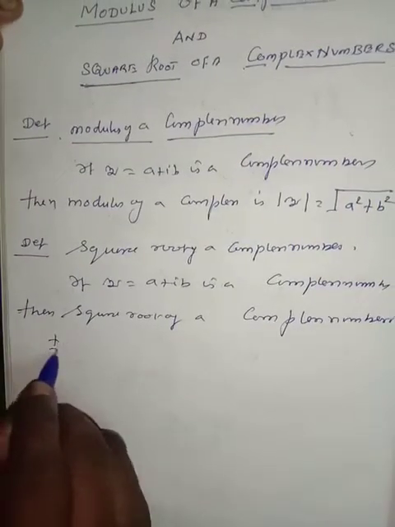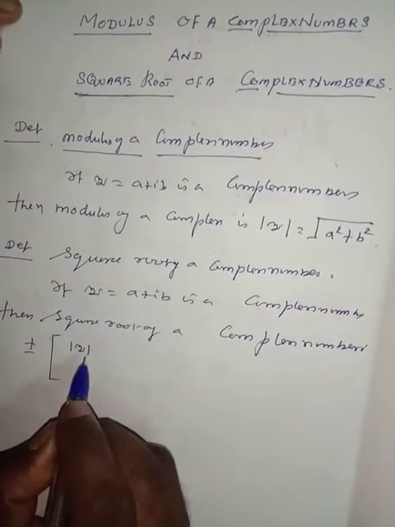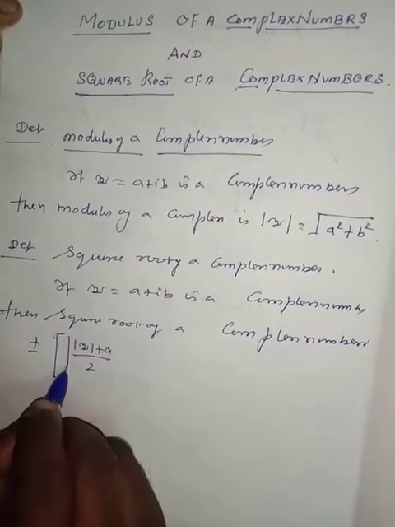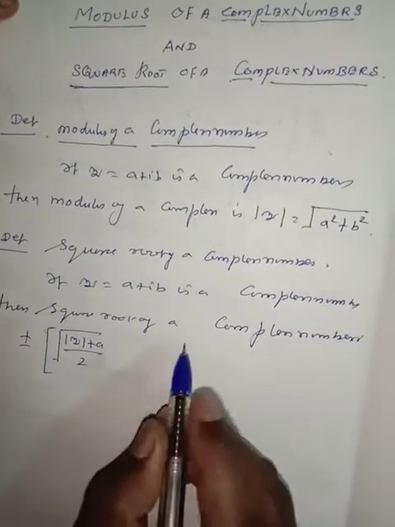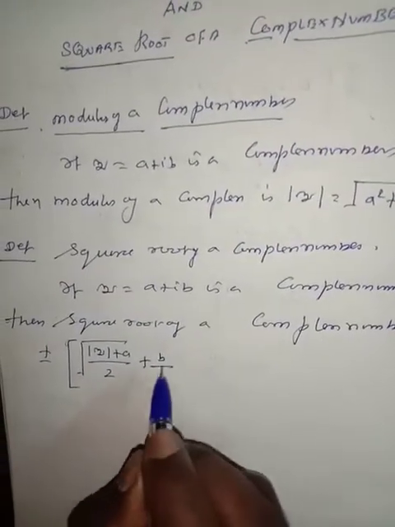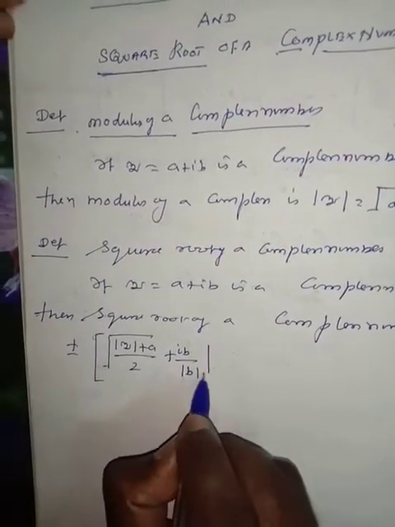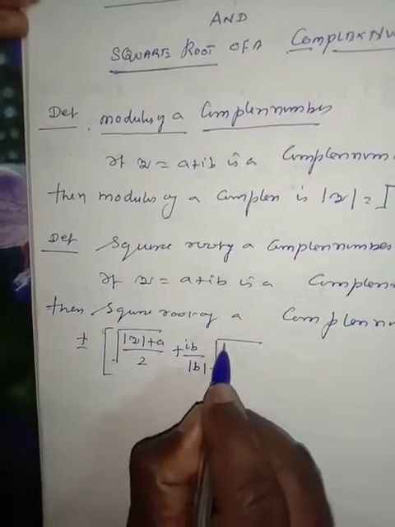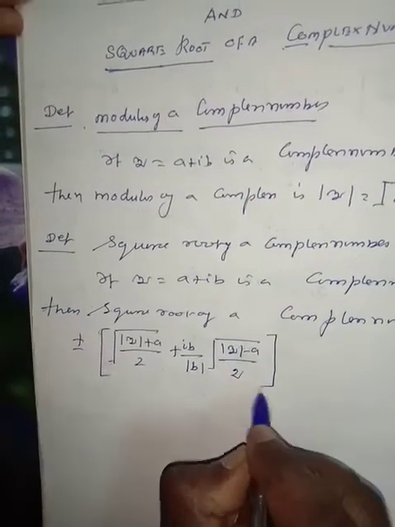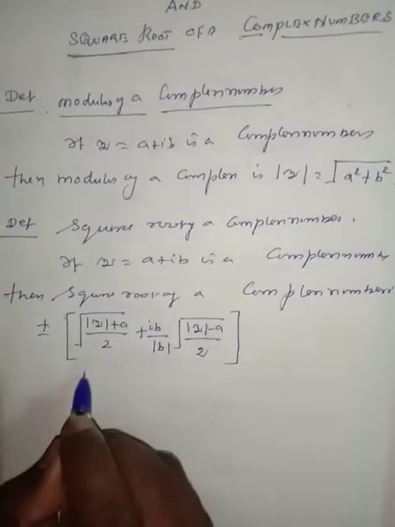plus or minus [square root of (|z| + a)/2 + (b/|b|) i times square root of (|z| - a)/2], where i means the imaginary part. This is the square root of a complex number. Okay.